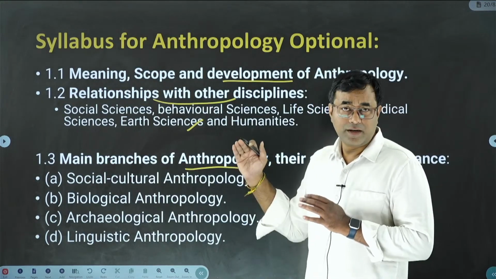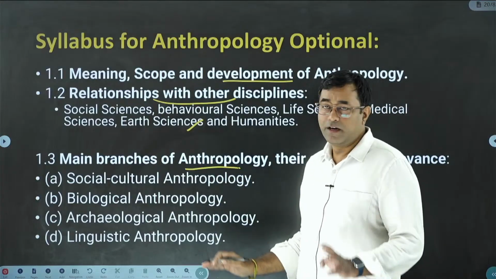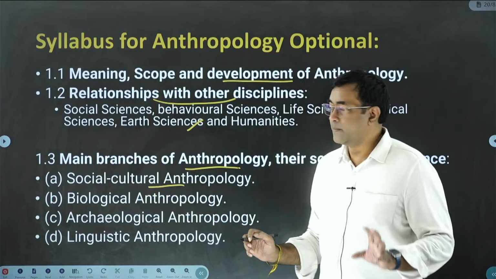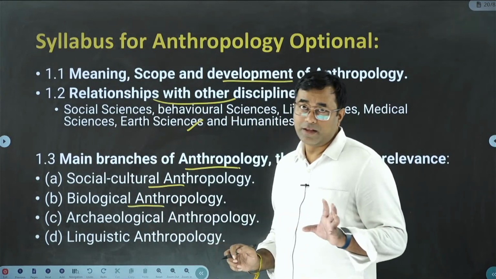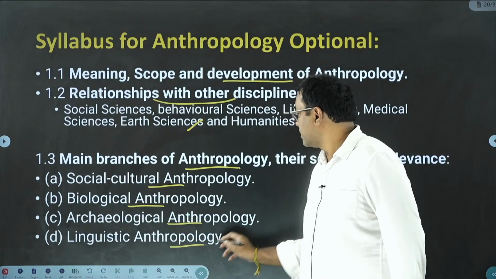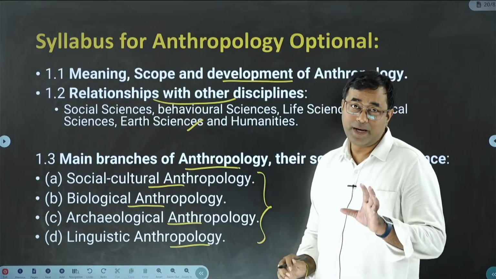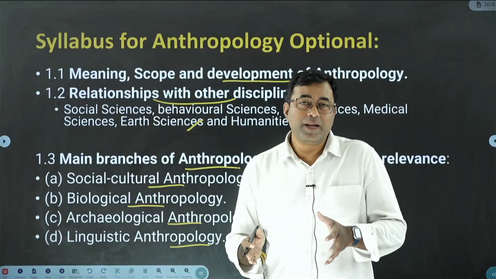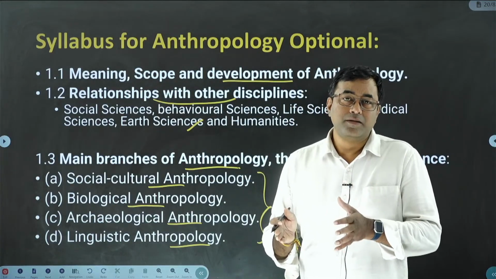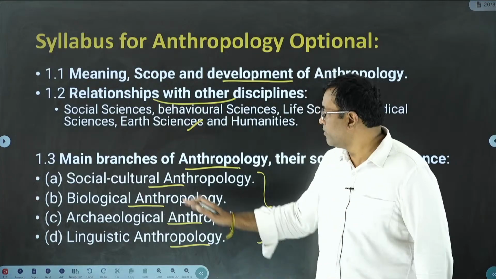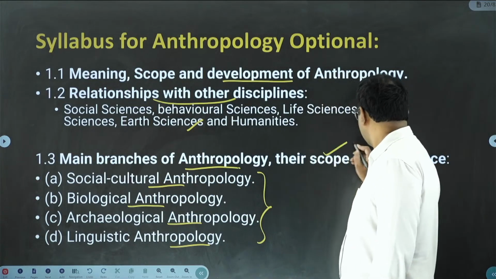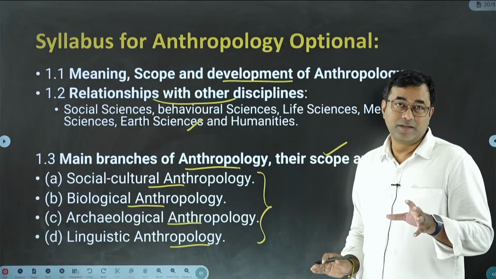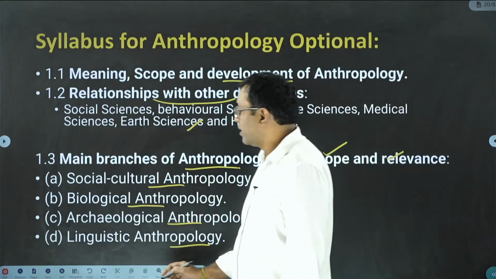Next, anthropology as a subject is divided into 4 main branches. There are a lot of sub branches, but here we consider only 4 main branches. One is socio-cultural anthropology or social anthropology. Next, biological anthropology or physical anthropology, archaeological anthropology, and linguistic anthropology. All these are the main branches of anthropology. These branches have their own applications and their own methods, developed over a period of time. We will try to understand the scope, relevance, and different types of methods used in each branch of anthropology as part of 1.3.